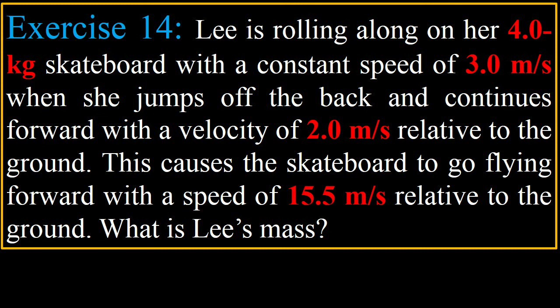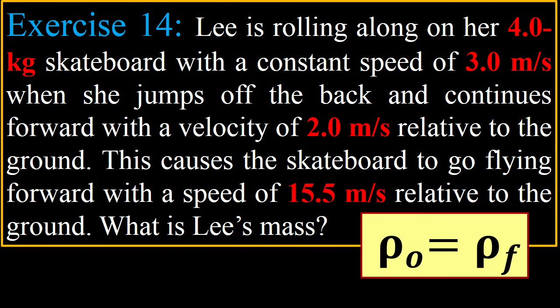Leah's rolling on her 4-kilogram skateboard with a constant speed of 3 meters per second when she jumps off the back and continues forward with a velocity of 2 meters per second relative to the ground. This causes the skateboard to go flying forward with a speed of 15.5 meters per second relative to the ground.